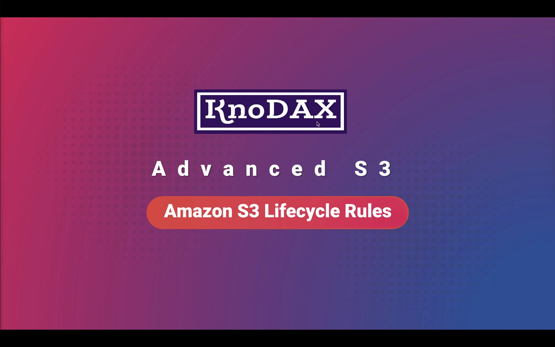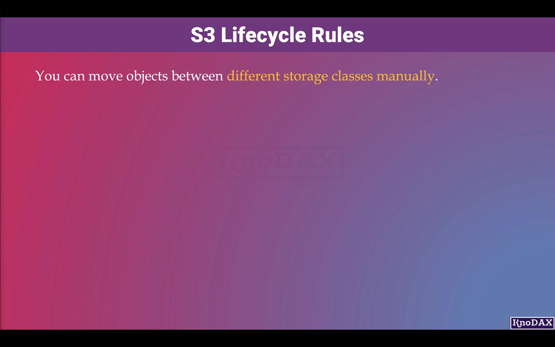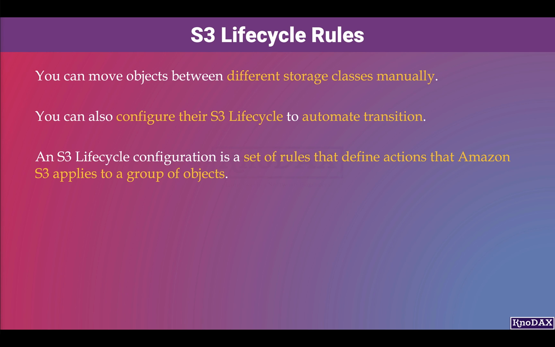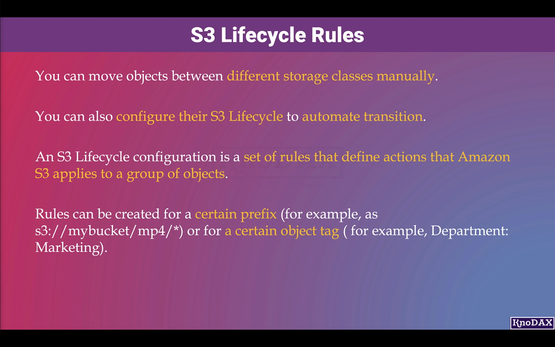This lecture is about S3 lifecycle rules. You can move objects between different storage classes manually. You can also configure their S3 lifecycle to automate transition. An S3 lifecycle configuration is a set of rules that define actions that Amazon S3 applies to a group of objects. Rules can be created for a certain prefix or for a certain object tag.